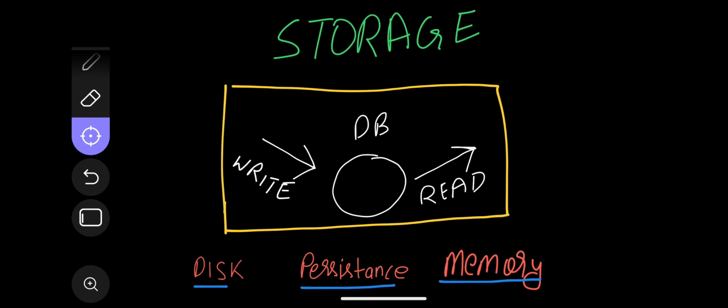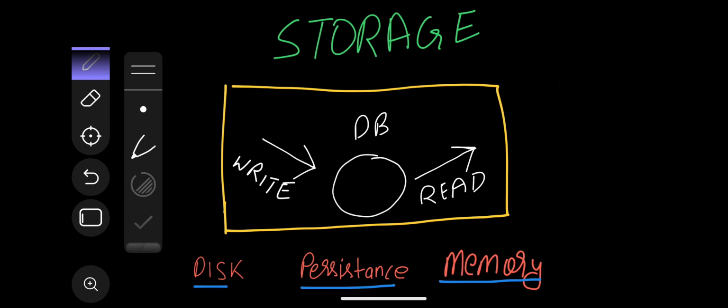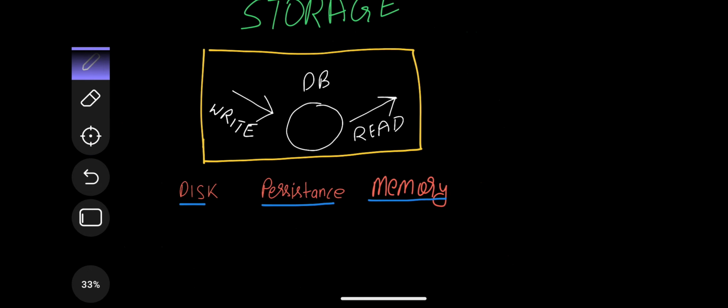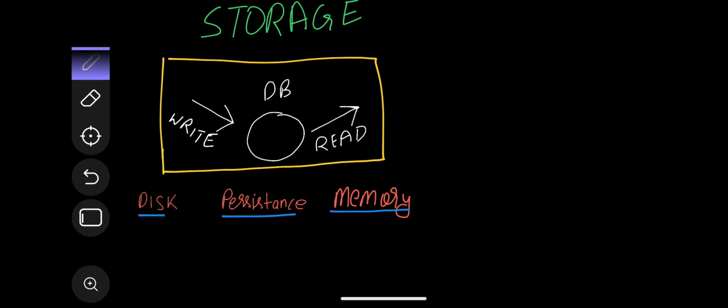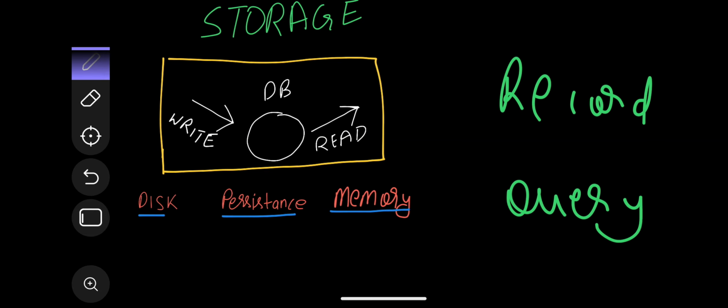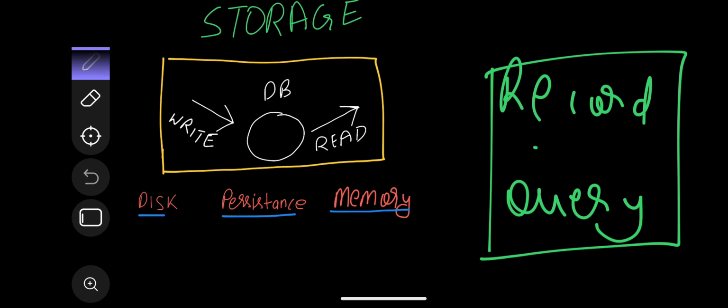So let's look at databases. A database has two core programs. I will use the pen now, and let's move aside. The two more important parts are record and query. These are the two most important parts of a database.